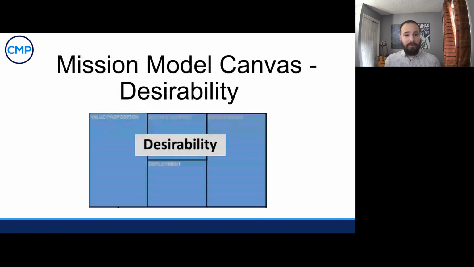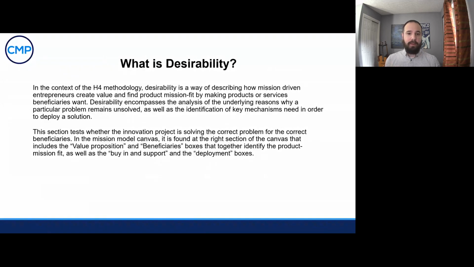Perhaps the first question you may have is, what is desirability? I'm glad you asked. There are going to be a few of these definition slides in this concept, and in any concept area dealing with these specific parts of the Lean Launchpad methodology. It's important to have a fundamental understanding of what these mean. So I'm going to go ahead and read this for you. Hopefully you'll have this definition in your head as you continue to work through your mission model canvas and your H4 experience.